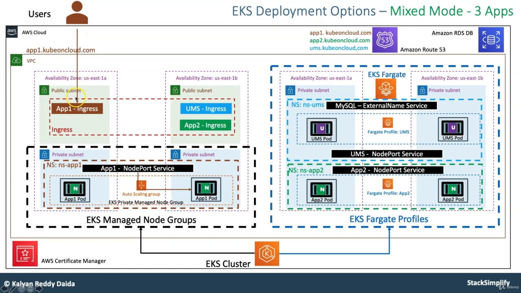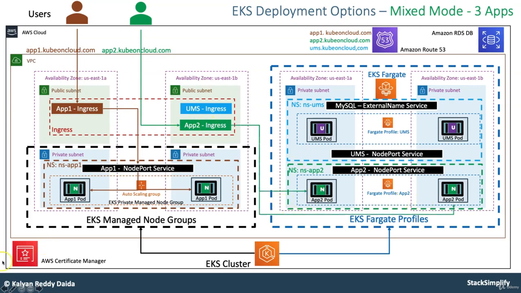As a user, if I access the application using app1.kubeoncloud.com, I come to the app1 ingress, and then from there I go to the app1 node port service, and then it will be load balanced to the app1 pods using the node port service. Now if we go to app2.kubeoncloud.com, it will go to the app2 ingress here, and then we go directly to the pod, because we are going to use Fargate pods, so we are going to use target type IP in our manifest.